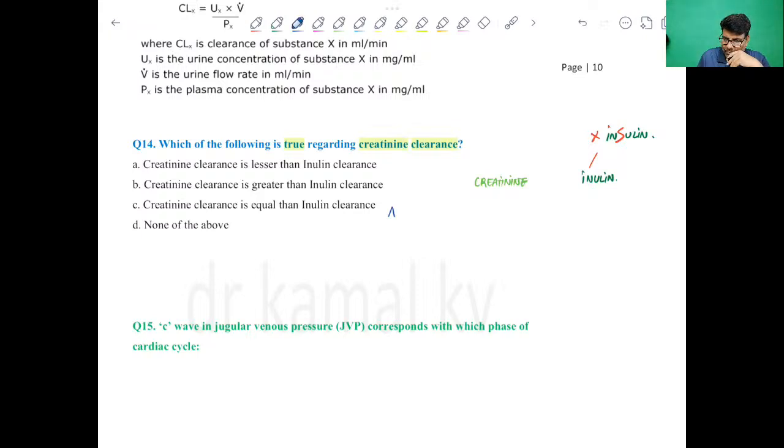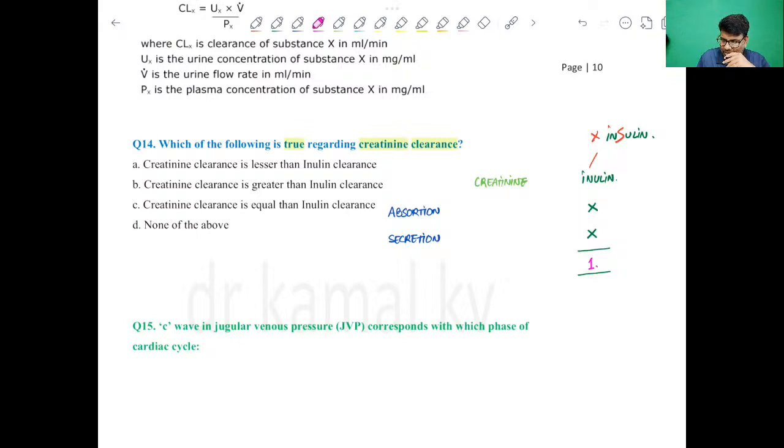One is absorption, another is secretion. So absorption or resorption. Now inulin is a substance which is neither absorbed in the kidney nor secreted in the kidney. So suppose it has a value which we can say is 1, just a random value.